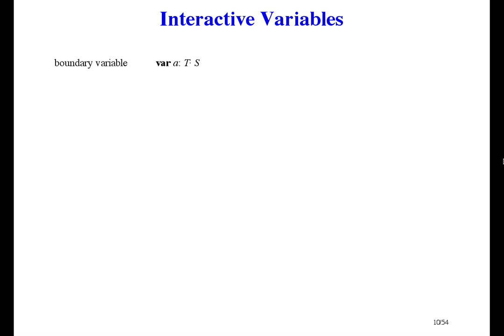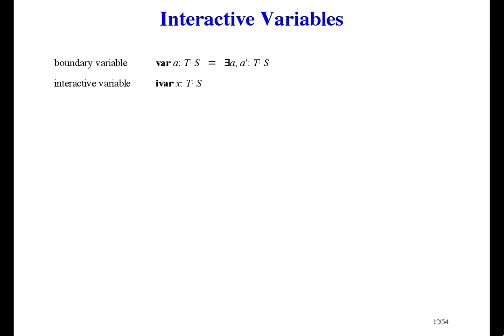A declaration for a new local boundary variable looks like this, where T is the type and S is the scope. In the usual binary expression notation, it is this. Var A means exists A and A prime. It's called a boundary variable because it tells us the initial value and the final value at the boundaries of the computation, and not anywhere in between.